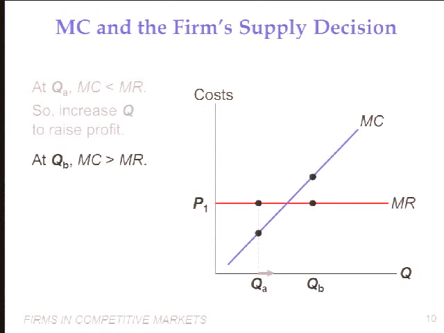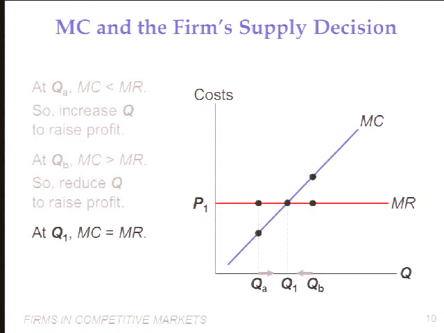And only at the point of Q1, where marginal cost is equal to marginal revenue is equal to price, will I be maximizing profits. Any change from Q1 will lower my profits. Okay? Hence the decision rule: marginal revenue is equal to marginal cost at the profit maximizing Q.